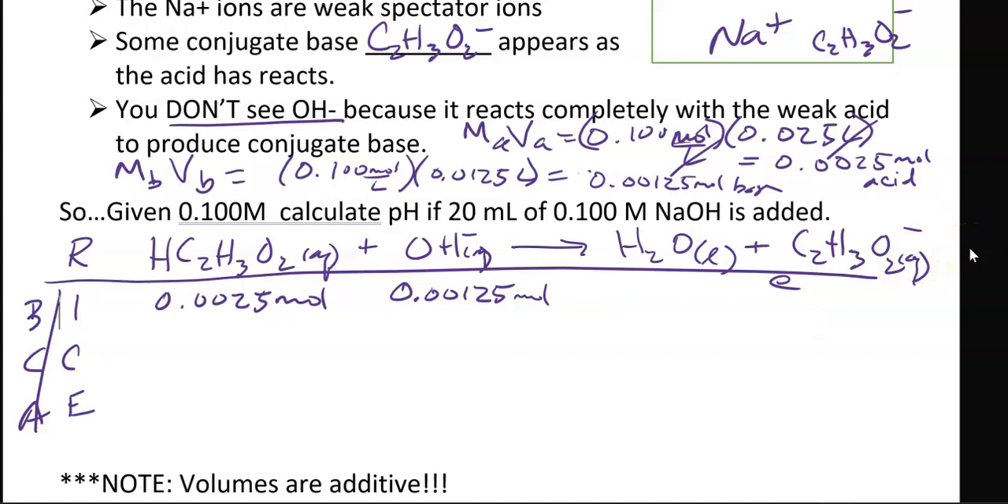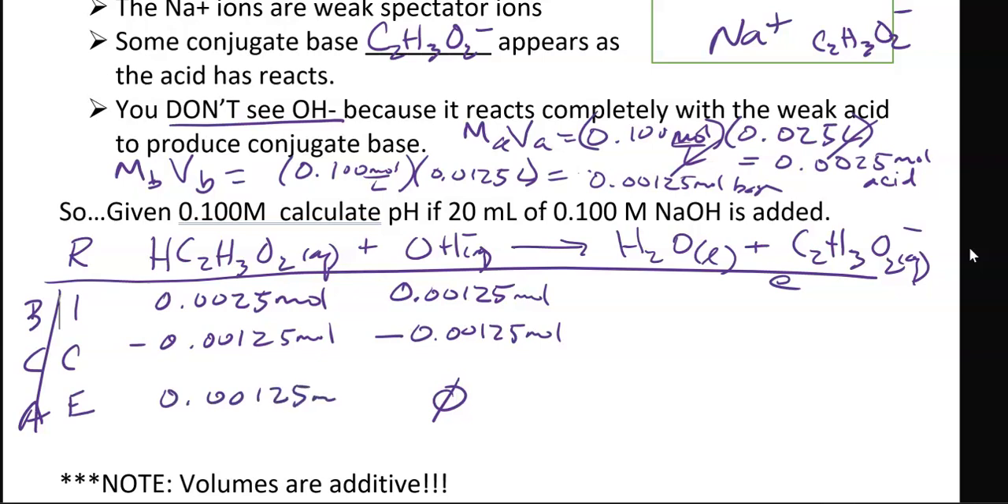All right, so let's keep going. We just said that the base is our limiting reactant because we have fewer moles of it. So it's safe to say that all of that gets used up, and I have an equal amount of acid that gets used up. So when I do the math, I have no hydroxide left, but I do have 0.00125 moles of acetic acid left.